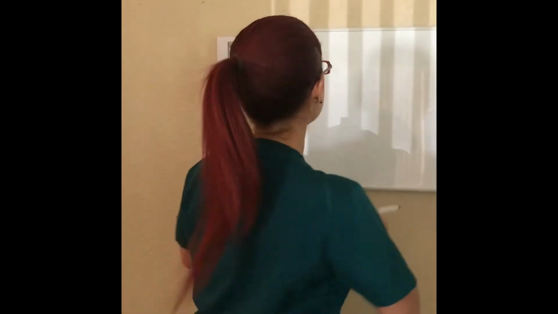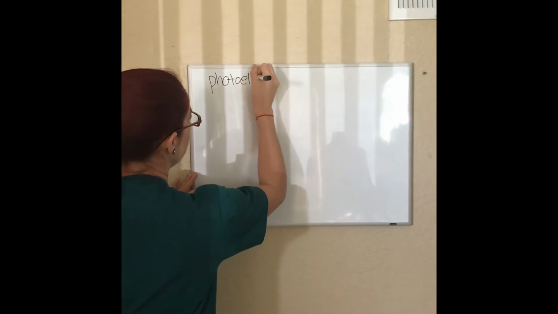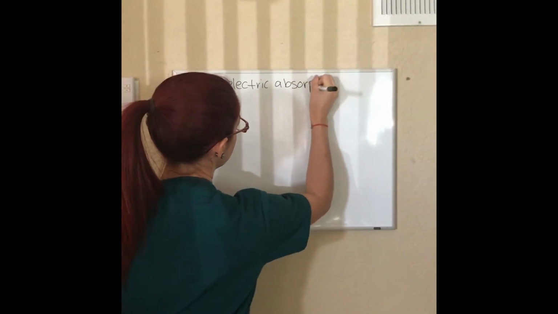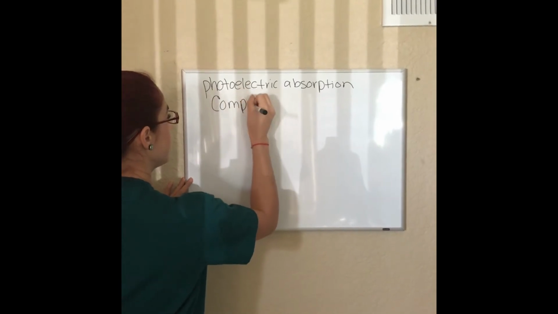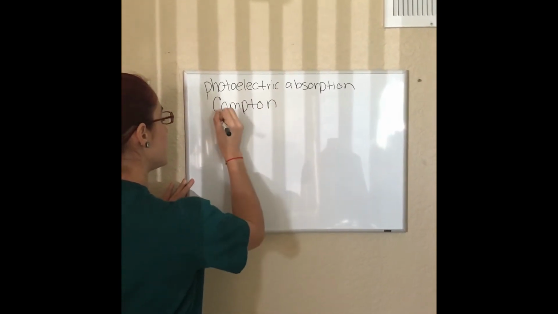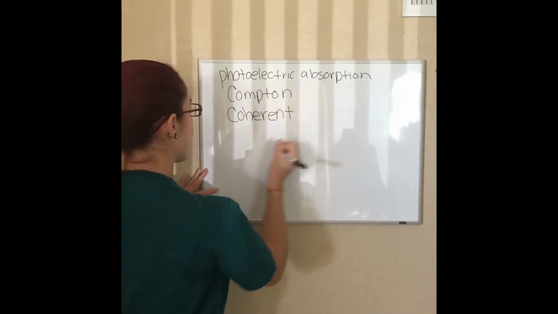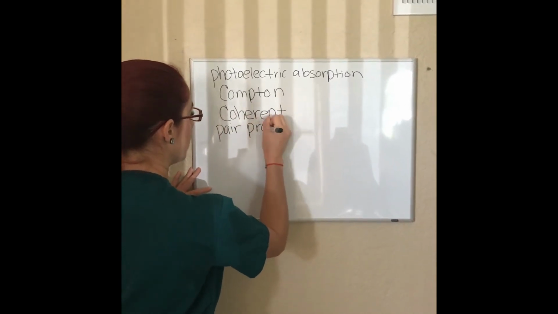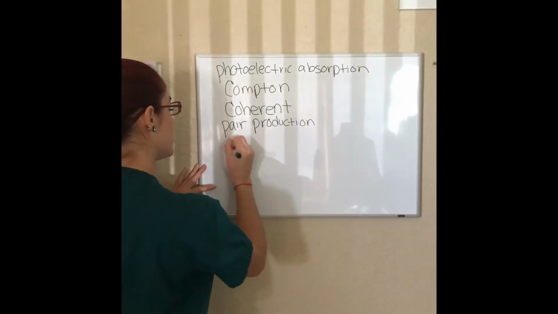There are 5 different ways that X-rays interact with matter. The first one is called photoelectric absorption. The second one is called Compton. The third one is coherent. The fourth one is pair production. And the last one we're going to talk about is photodisintegration.